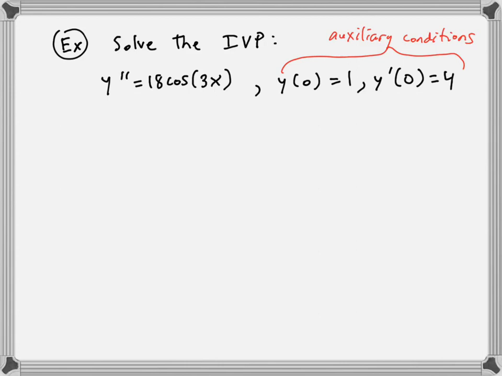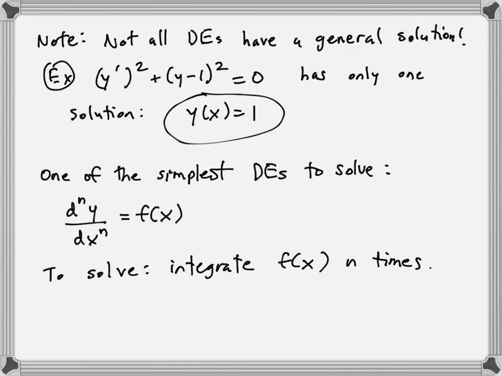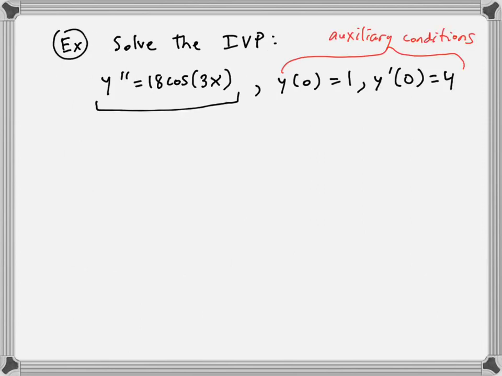How would we solve this? Well, I hope you see that this differential equation is exactly in this form, because we have a derivative on the left and just a function on the right. In this case, it's a second order. So all I have to do is integrate both sides. Let's start by integrating it once. Y prime is going to equal the integral of 18 cosine of 3x dx, which is equal to what?